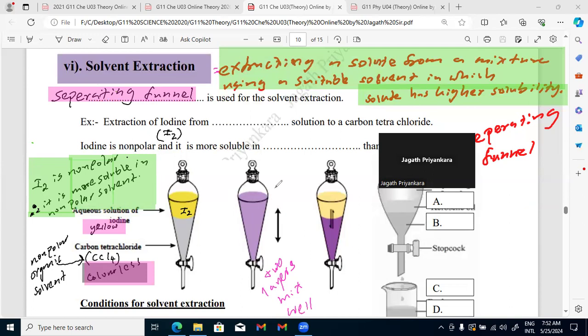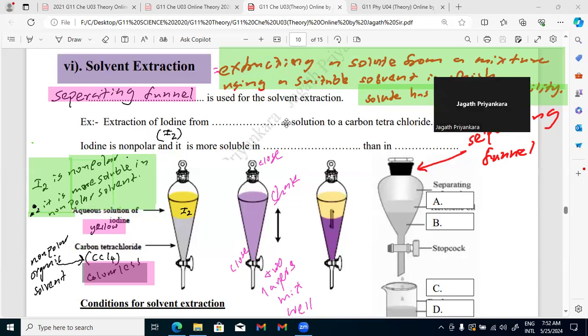This is shaking. When you shake, what happened? The lid is closed, this end also closed, the tap also closed. Therefore, it won't go out. When you shake, iodine gets an opportunity to enter into where? To the bottom layer. What is the bottom layer? The carbon tetrachloride layer. Iodine likes to stay there because both have similar properties. Now iodine is in the bottom layer.